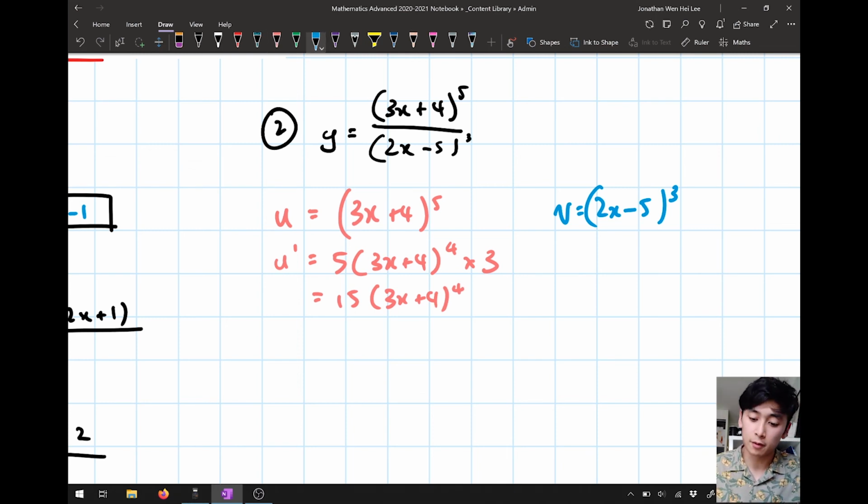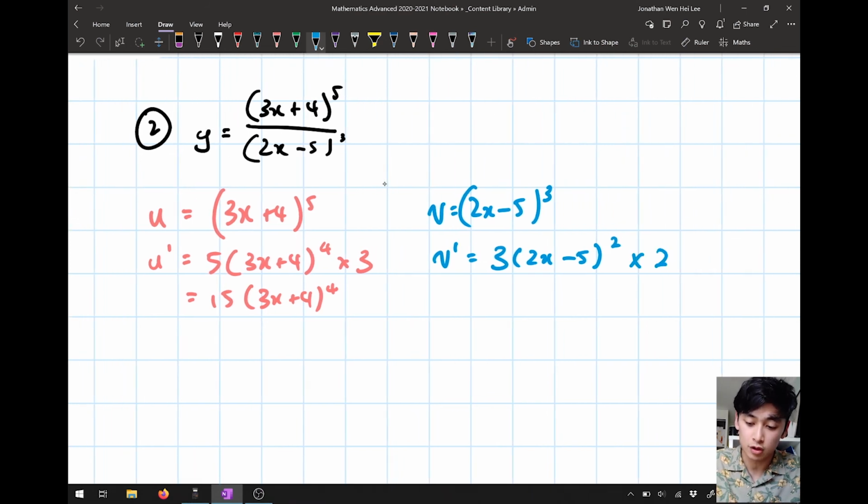I'm going to do the same thing for my v. So v dash is equal to, chain rule once again, differentiate the outside function, 3(2x - 5) to the power 2, times the derivative of the inside, which is just 2, which gives me 6(2x - 5) squared.